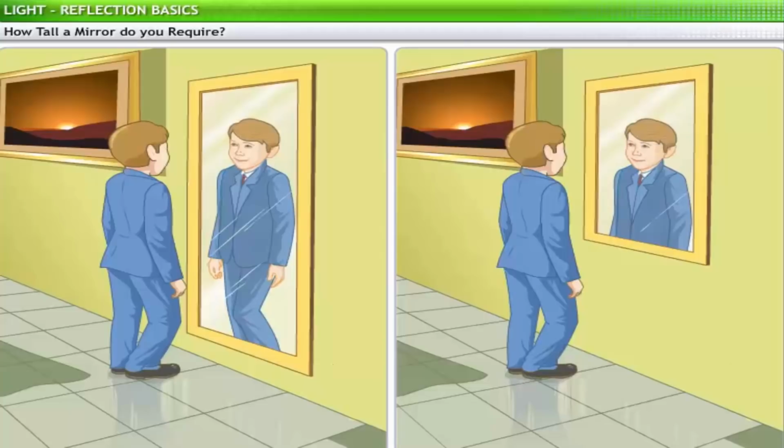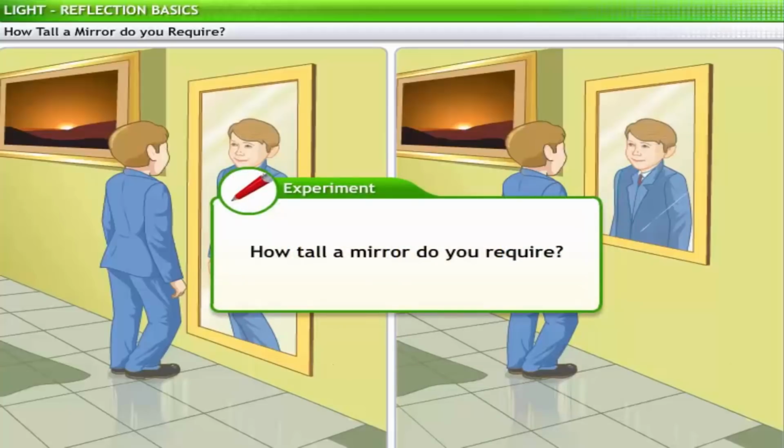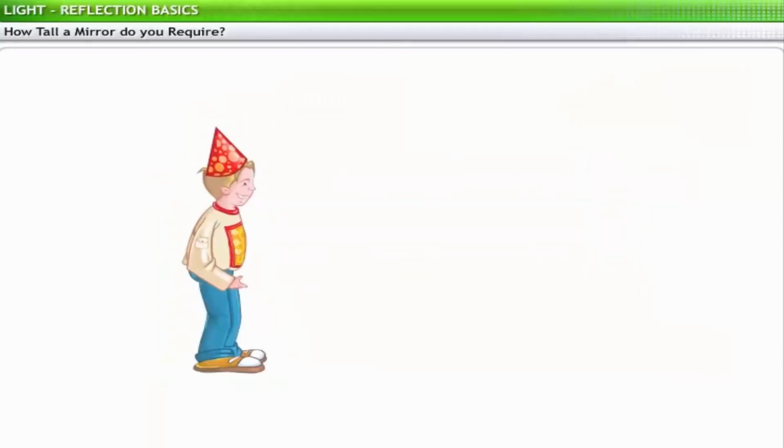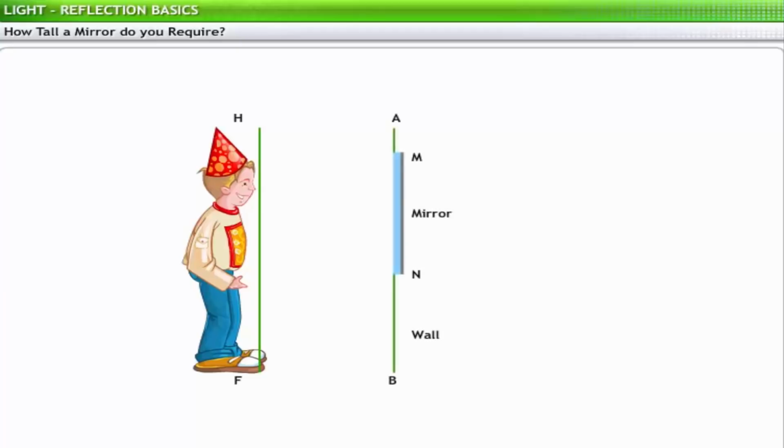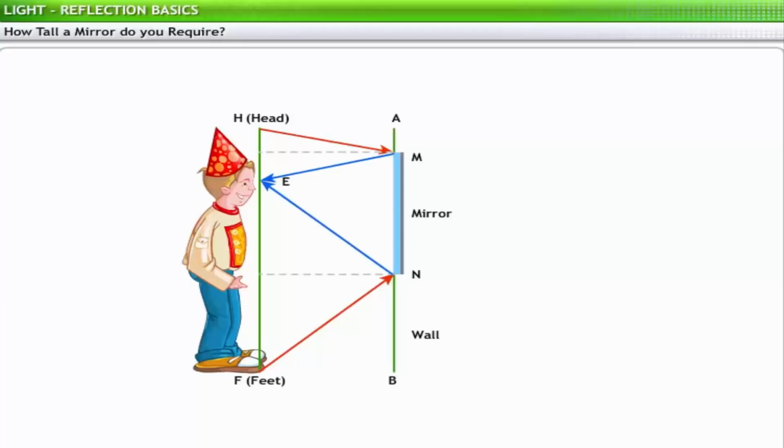A simple experiment can help you determine how tall a mirror you require to view your full image. Consider a person of height HF standing in front of a mirror on the wall, where H represents the highest point on his head, F the lowest point on his feet, and the eye, E, at eye level. The person will be able to see his full image if he can see points A and B. The mirror requires a height where the incident rays HM and FM, after reflection, reach the eye of the person.